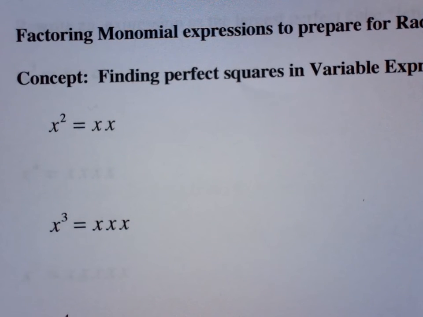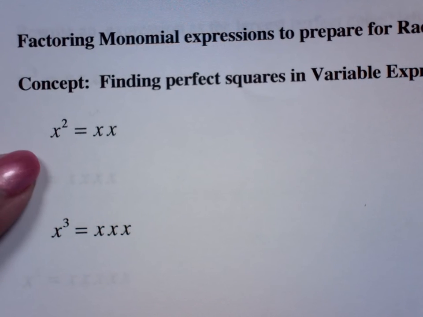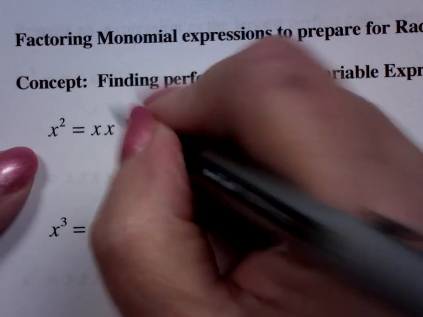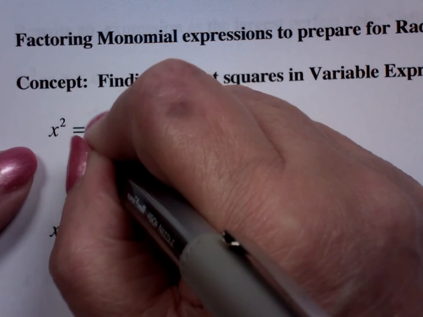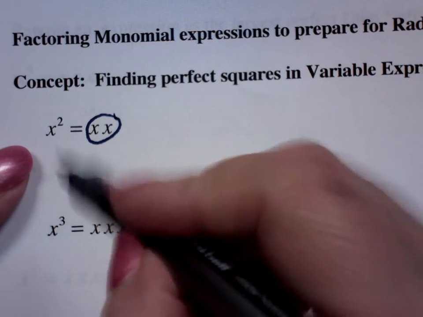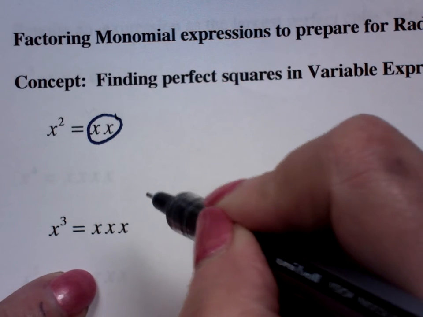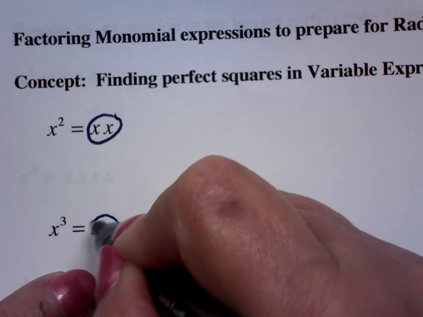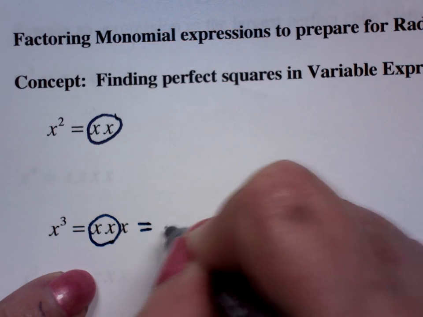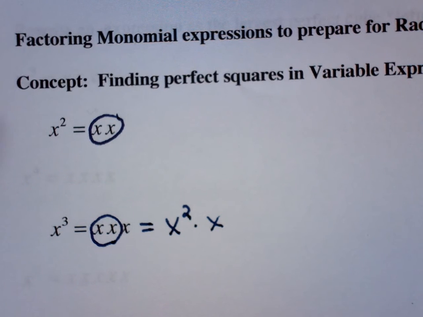This is a concept of finding perfect squares. We're going to start out with squares. If I look at x squared, it is a square. Notice that what you have are two x's. A pair of x's makes a square. If I take a look at x cubed, it is not a square, but does it contain a square? Yes, it's got a pair of x's, so it's a square with an x by itself.